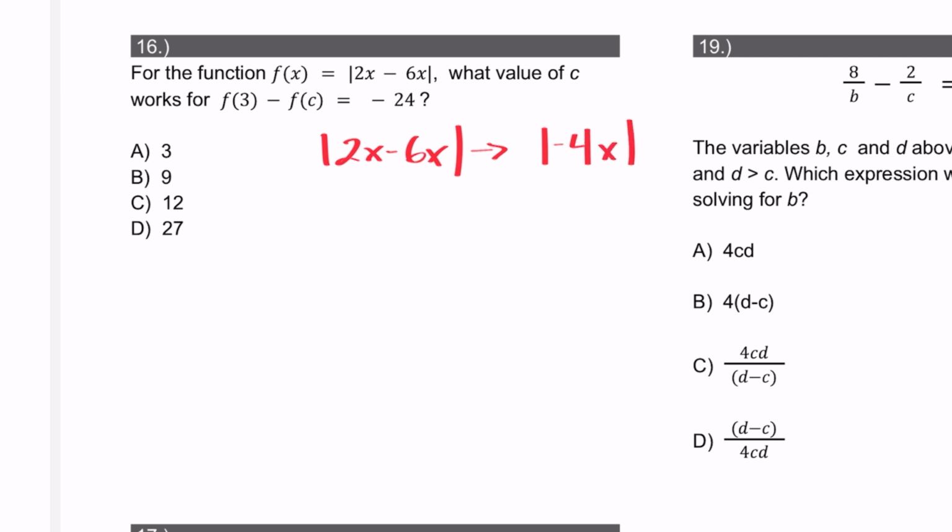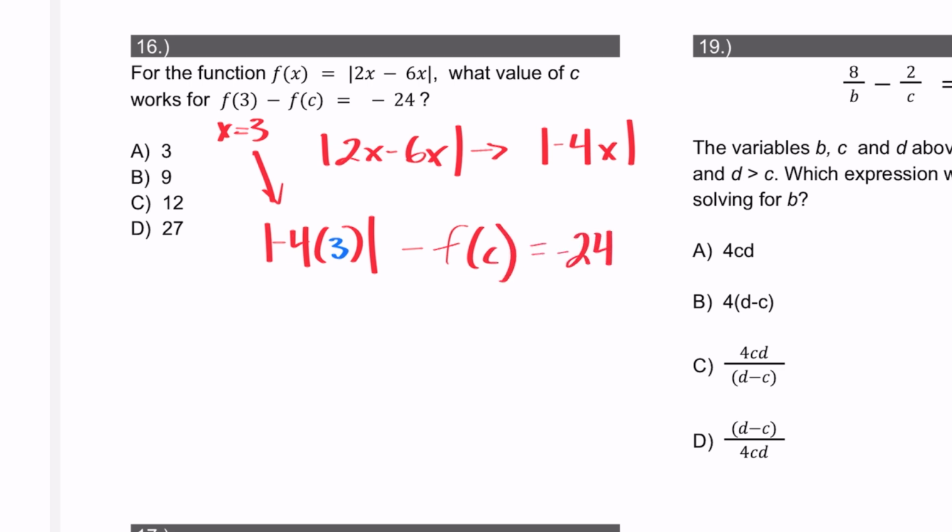And we need to ask, what are they looking for? If you haven't used functions for a little while, it may seem confusing. But when they say f of 3, they're saying when we plug 3 in for x. So f of 3 would be the absolute value of negative 4 times 3, minus f of what value, because we're looking for c, equals negative 24.